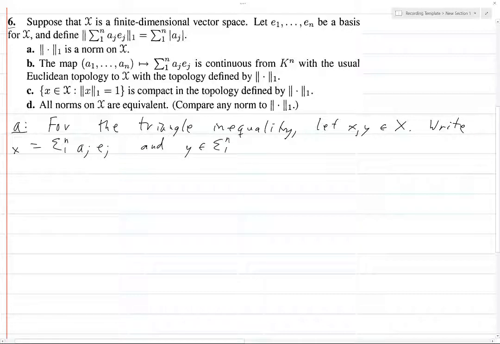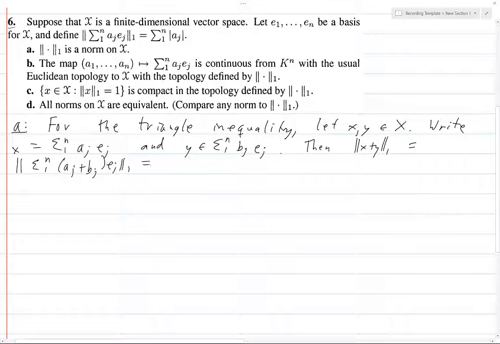So since this is a basis, we can write x and y as linear combinations of the basis elements, and the aj's and bj's are going to be constants. So then x plus y, if we just write out what x plus y is, it's just the sum from 1 to n, and we can collect like terms, and you get this. But then by definition, this is just the sum of the absolute value of aj plus bj, and then we just use the triangle inequality.